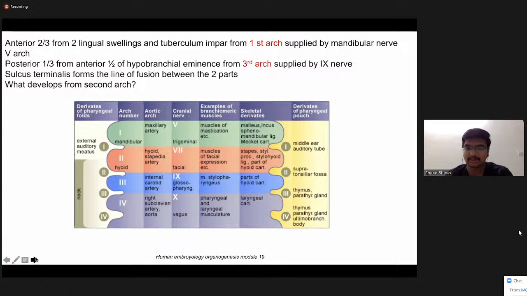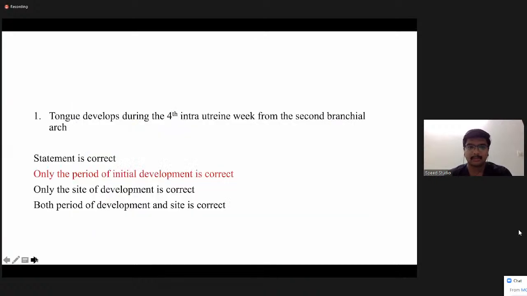the skeletal derivatives would be the stapes, styloid process, stylohyoid ligament, and part of the hyoid cartilage. And the important cranial nerve associated with this arch will be the facial nerve, that is the seventh nerve. So the arches to be remembered when studying the tongue will be the first and the third arch alone. And at what week is it being developed? It is being developed at the fourth intrauterine week.